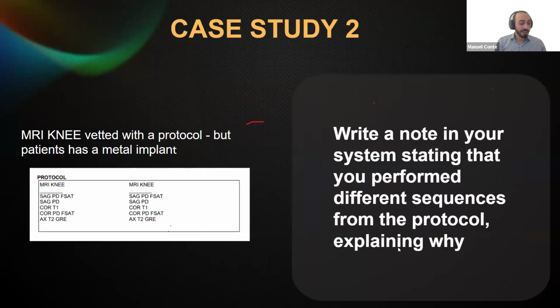Another one that many times we get the sequences with the MRI protocol, and sometimes patients come for MRI knee, and the protocol is set with axial gradient echo or FATSAT. I recommend to use STIR instead of FATSAT and to use turbo spin echo instead of gradient echo. And it's very important that you write a note in your system saying that you performed different sequences due to the metal artifact. So it's always good to keep a record of why you use different sequences.